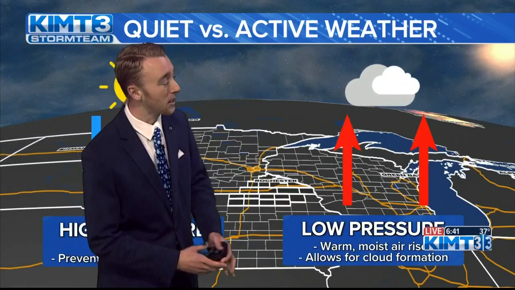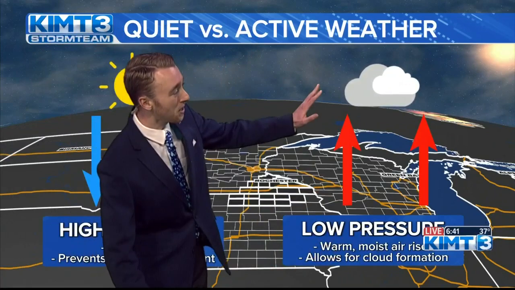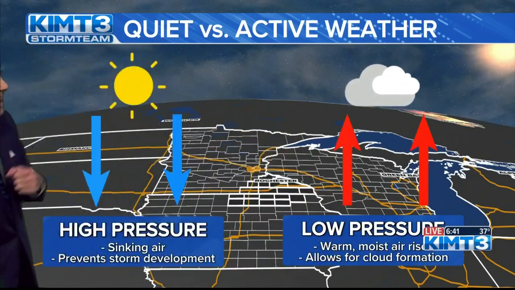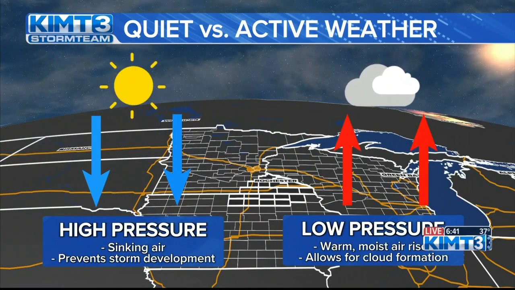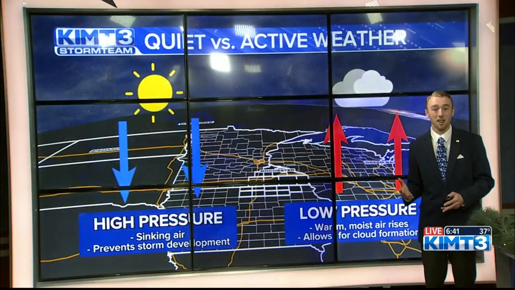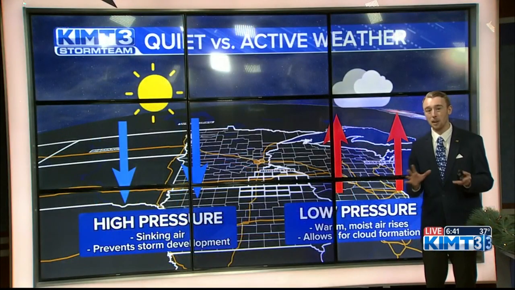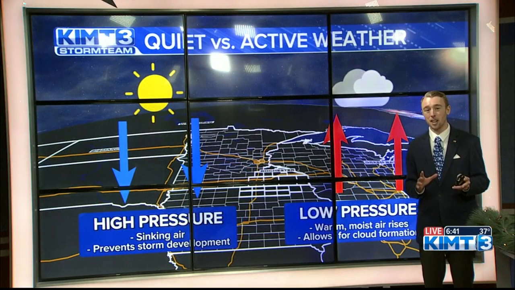On the flip side of that is low pressure. Warm, moist air is rising from the surface up in towards the atmosphere, and when it does that, it allows for clouds to form, and that's when you start to get some rain, you can get snow, you can get thunderstorms. Low pressure systems are those systems that produce a lot of clouds and allow us to see all kinds of precipitation.